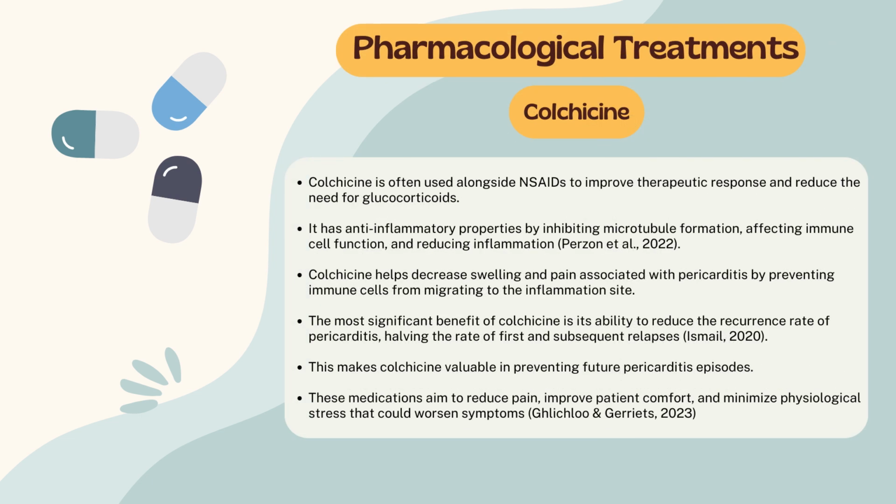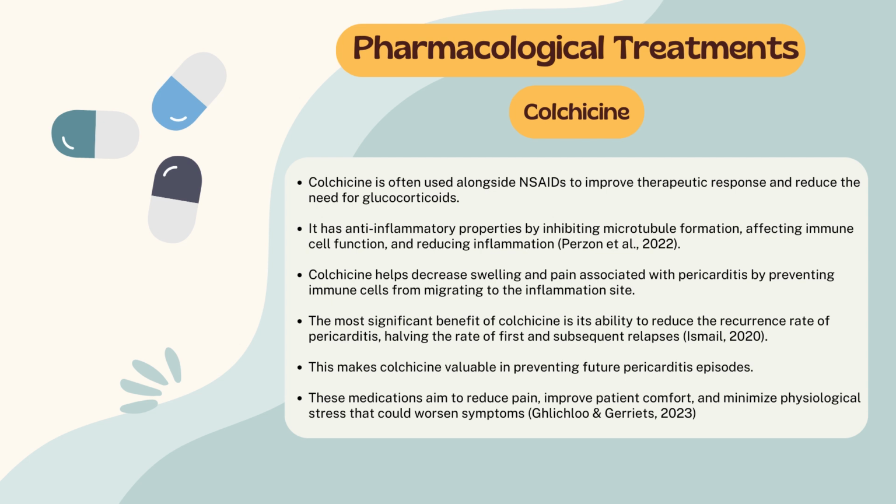Continuing on, there is also the use of colchicine, which is commonly used in conjunction with NSAIDs as it improves the response to therapy and the need for glucocorticoids. Similar to NSAIDs, it has anti-inflammatory properties. It inhibits microtubule formation, which in turn affects the movement and function of immune cells like neutrophils. By preventing these cells from migrating to the site of inflammation, colchicine helps to reduce the swelling and pain associated with pericarditis. However, the most significant benefit of colchicine is in its ability to reduce the recurrence rate of pericarditis.